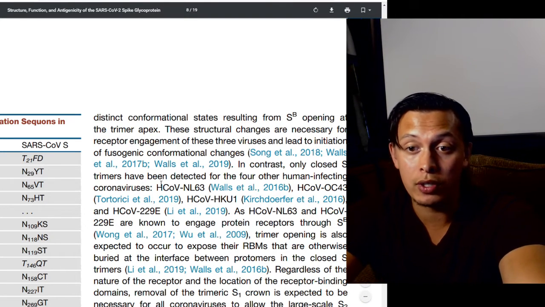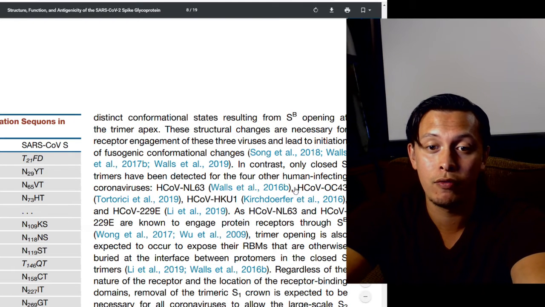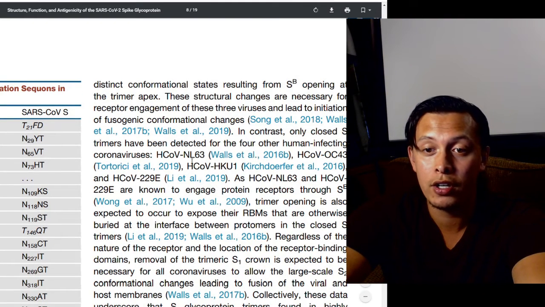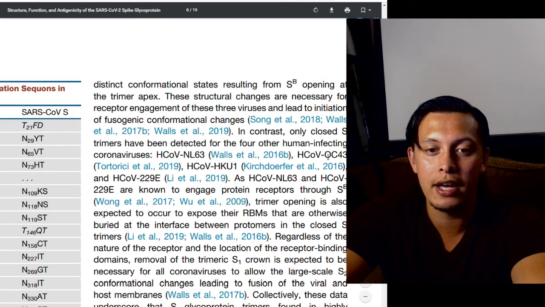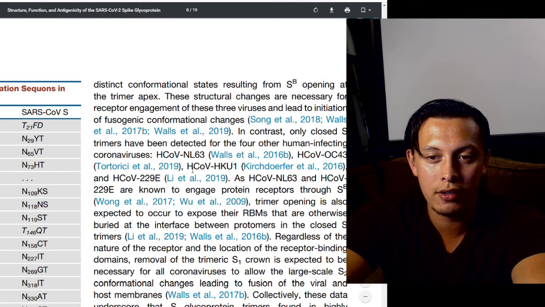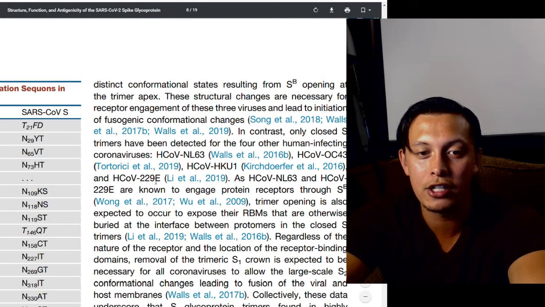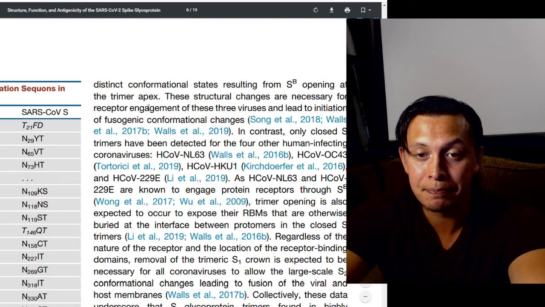In contrast, only closed S trimers have been detected for the 4 other human infecting coronaviruses, HCoV-NL63, HCoV-OC43, HCoV-HKU1, and HCoV-229E.